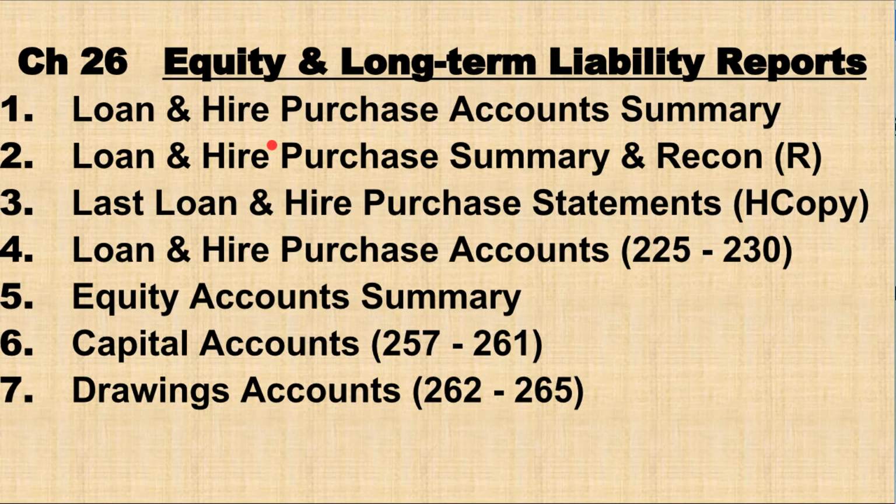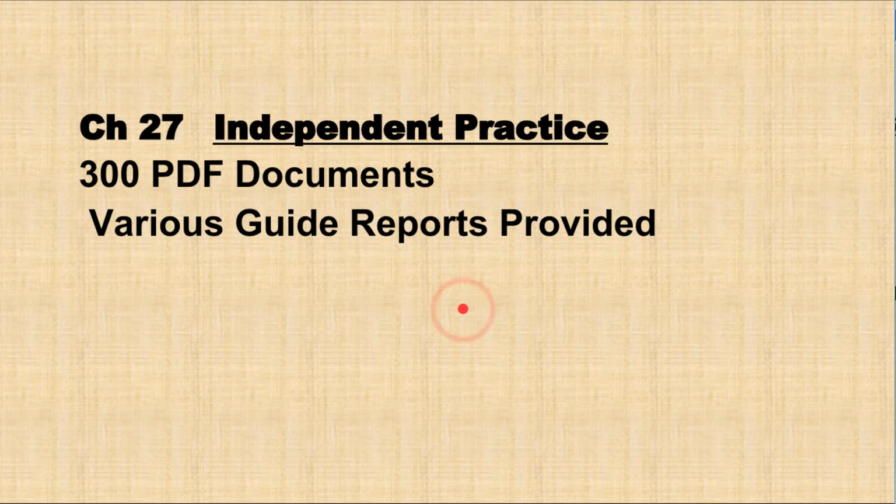We start with the loan and hire purchase account summary, then loan and hire purchase summary and reconciliation. Then we look at the last loan and hire purchase statements. Next is the loan and hire purchase accounts. Next is the equity account summary. Then we have the capital accounts, and finally the drawings account.